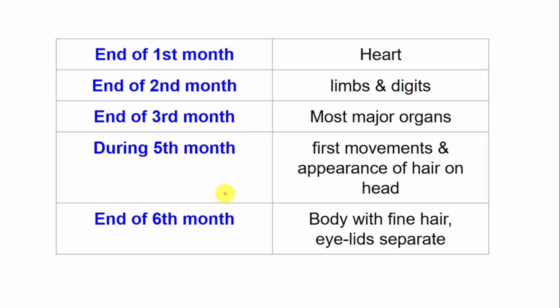This table will help you memorize all these important events. End of first month, heart is formed. End of second month, limbs and digits are formed. End of third month, most major organs are formed. During fifth month, first movement is seen. Appearance of hair on head is also seen during fifth month. Then end of sixth month, body with fine hair and eyelids separate. Next question.